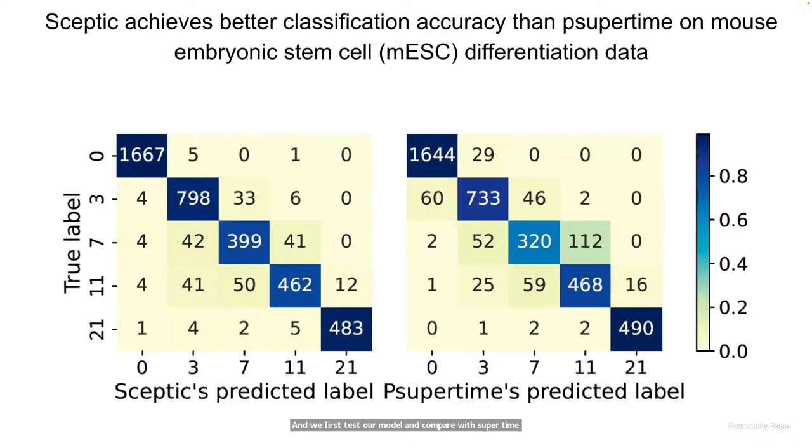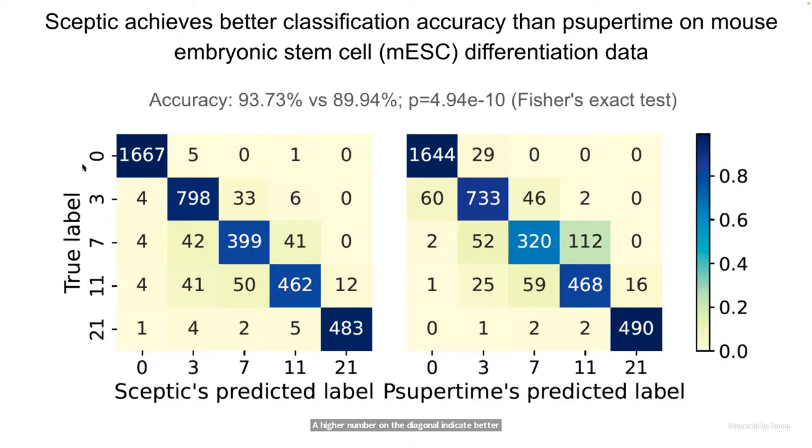On the left is a confusion matrix for our SCEPTIC model. On the right is a confusion matrix for Supertime. A higher number on the diagonal indicates better performance of our classification model. In this comparison, our model achieves 94% accuracy compared with Supertime, slightly less than 90%, and the improvement is significant according to a Fisher exact test.